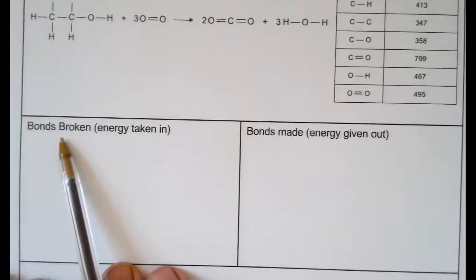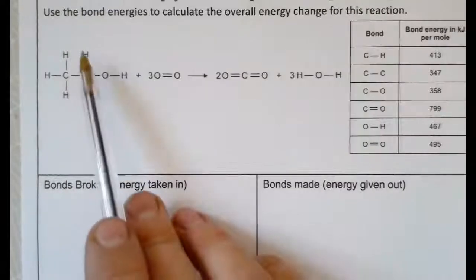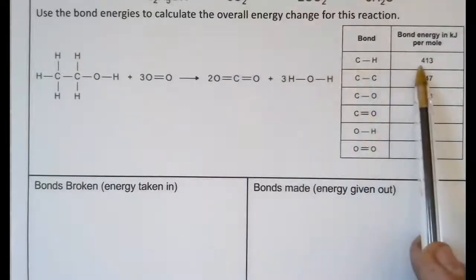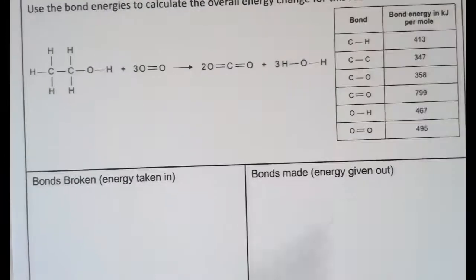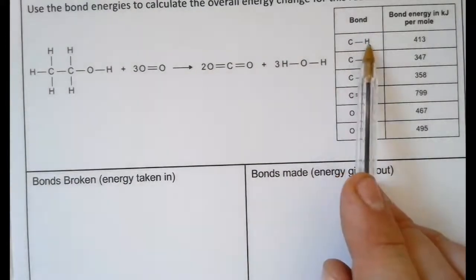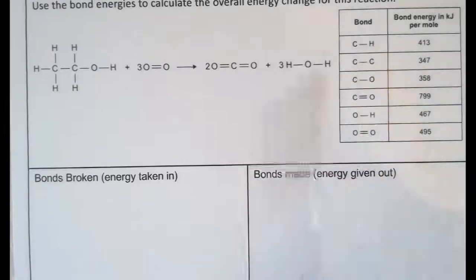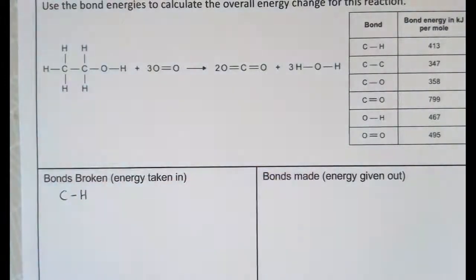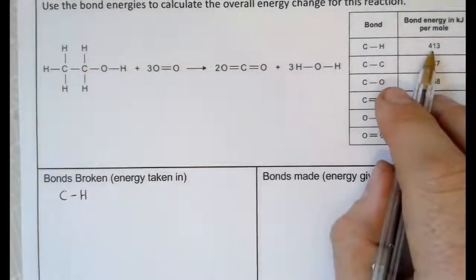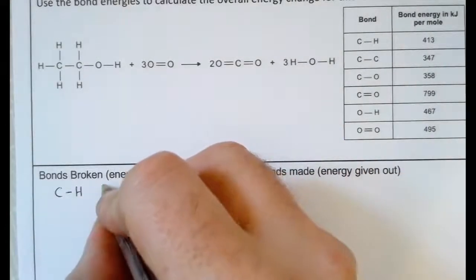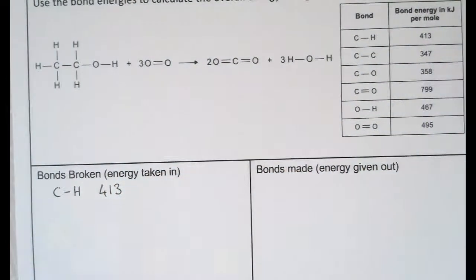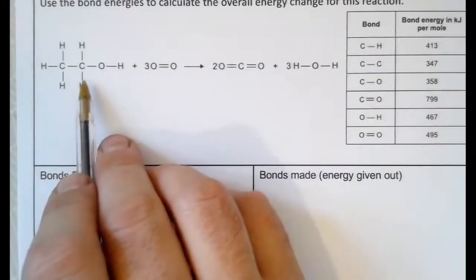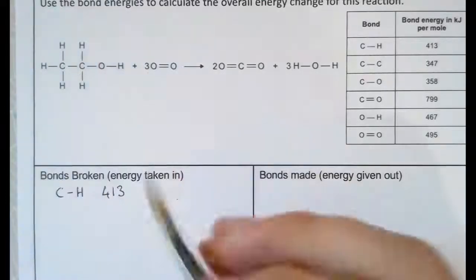In the first box where it says bonds broken, we're going to look at every single bond we've got here, how many of them we have, and then how much energy each of them is worth. The first one on our list is C-H. This is a carbon bonded with a hydrogen. In my box I'm going to draw this bond. I'm now going to record how much energy one of those bonds has. That is 413 kilojoules. I'm going to need to go over here and count how many I've got. 1, 2, 3, 4, 5. Yes, I've got 5 of those.